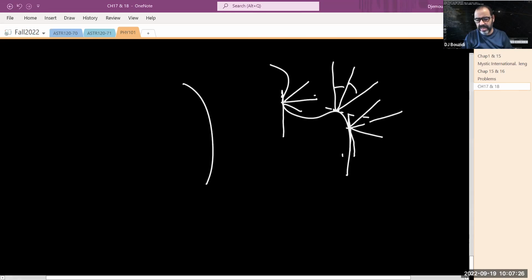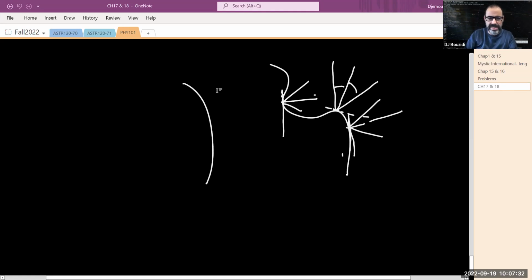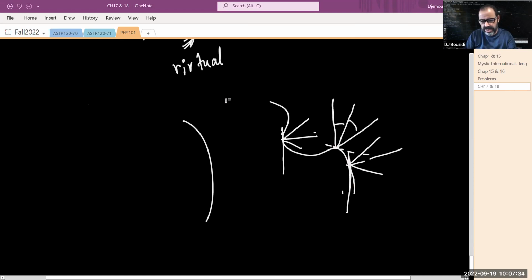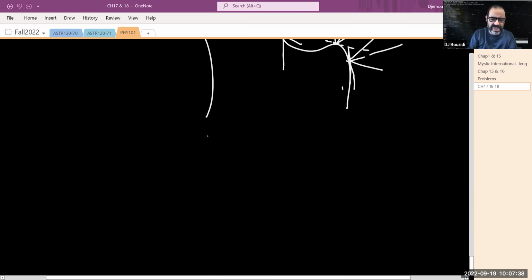Then the lenses are slightly different. Lenses are actually part of the next chapter, chapter 18, which we're introducing today too. Lenses use the concept of refraction.